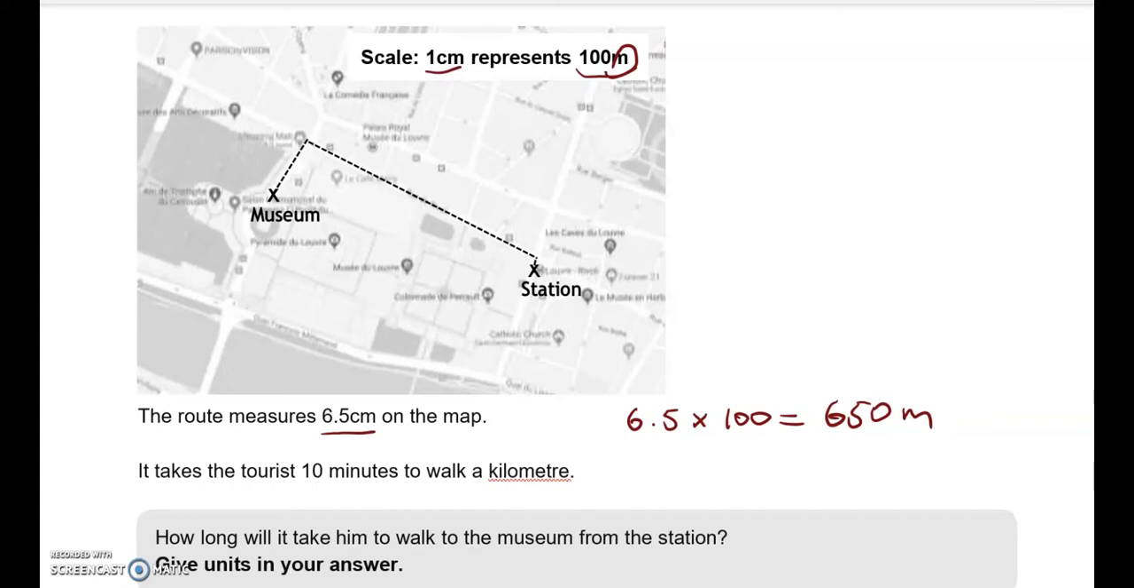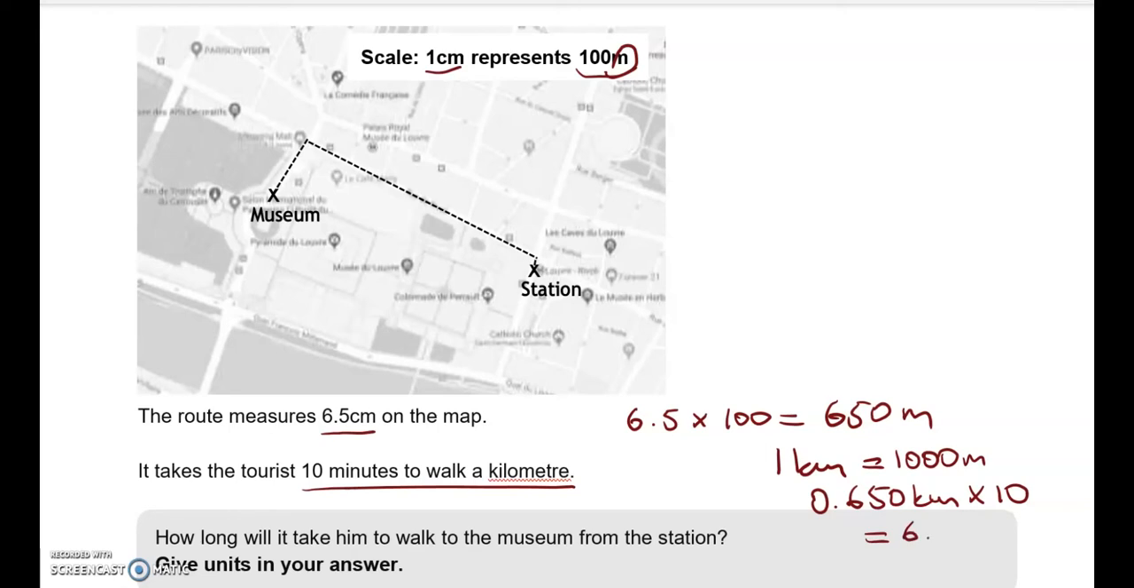So in kilometers, 1 kilometer is equal to 1,000 meters. So this is less than 1 kilometer. So what we're going to do is represent it as kilometers. So this is going to be 0.650 kilometers. And it takes 10 minutes for a kilometer. So we'll do times 10. It's going to give us how many minutes? So that is 6.5 minutes.